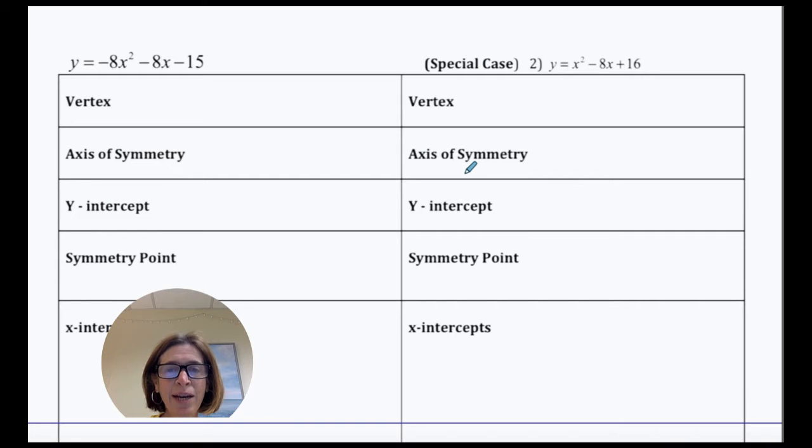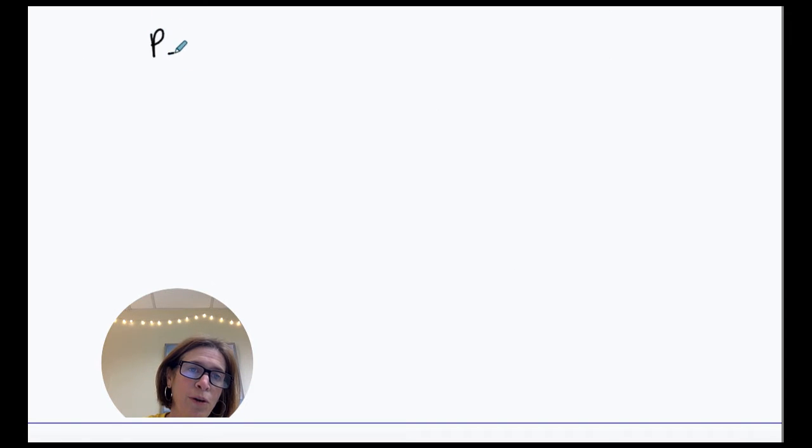Hi everyone, so today I'd like to go over graphing a quadratic function in standard form, but a special case. So I'm looking at this example, y equals x squared minus 8x plus 16. And before I do that, what I'd like to do is review perfect square trinomials.